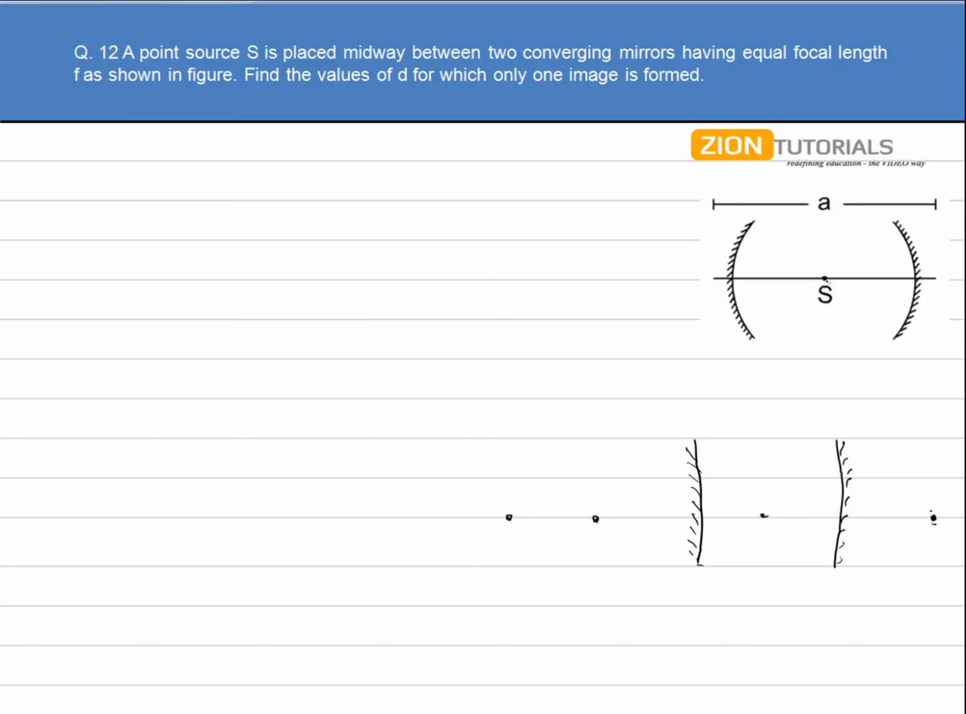Fine. Now that is the concept over here. Let's say I place an object somewhere at any point. This is my one concave mirror, this is my other concave mirror, and this is the principal axis. I place an object somewhere like here. This is the radius of curvature of, let's say, the first concave mirror, and this is the radius of curvature for the second concave mirror.